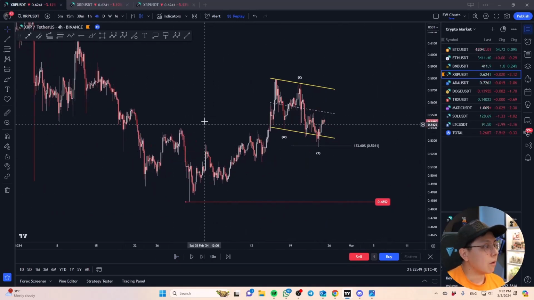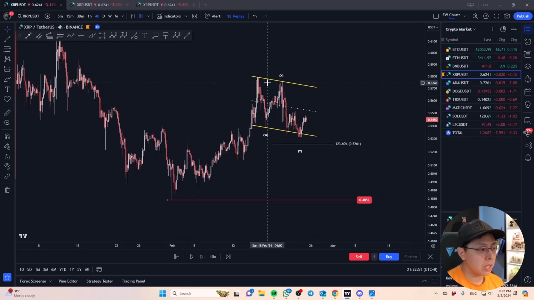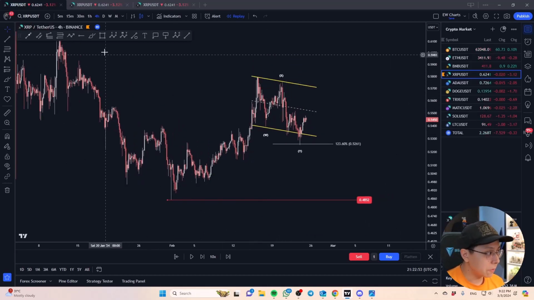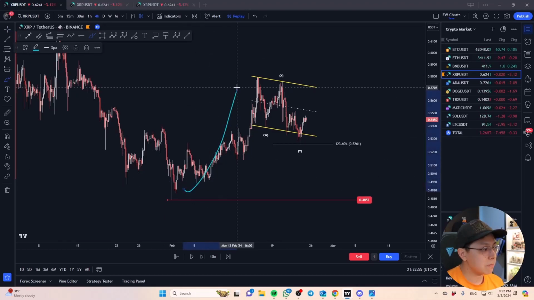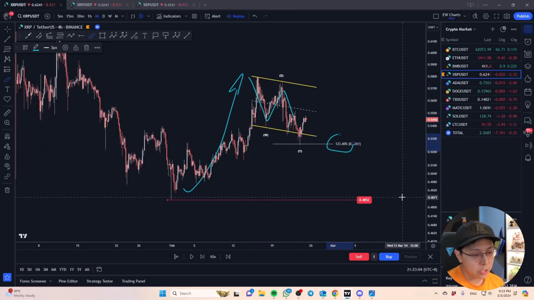On the 4-hour time frame, to me, the directional bias is super clear. Why? Because we have this impulsive move to the upside. The market put in a 3-wave corrective structure, with a very nice little reaction at a key Fibonacci level, the 123.6 extension, as well.